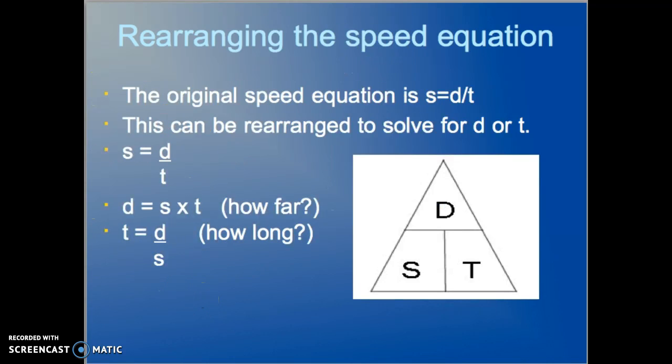Now, I've spoken to your math teacher, so I know that you know how to algebraically rearrange equations. So the original speed equation is S equals D divided by T. This can also be rearranged to solve for D or T. So S equals D over T can become distance equals speed times time, or time equals distance over speed.